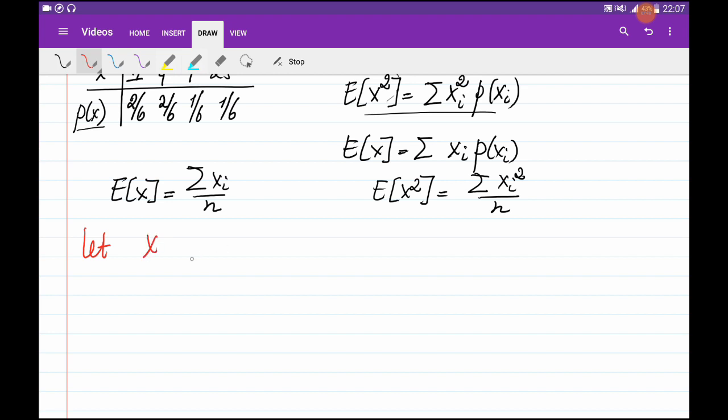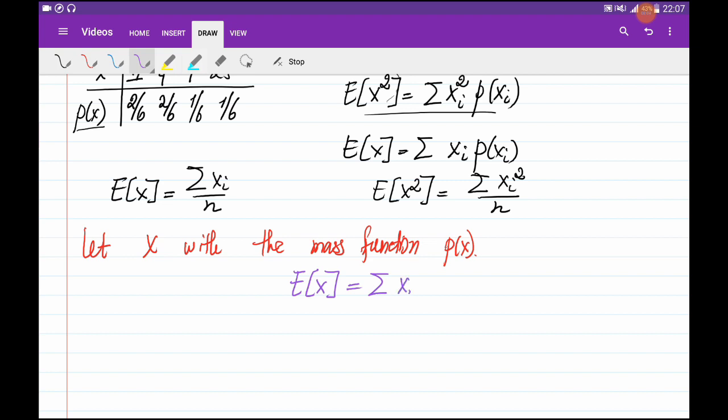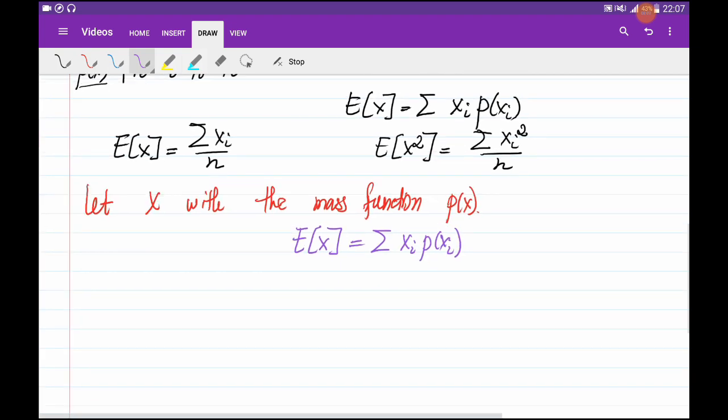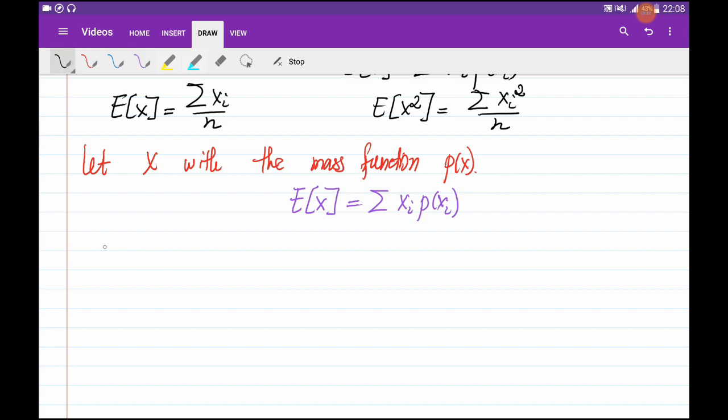We know the random variable with the probability mass function p of x. So what I would like to know is, what is the expectation? The expectation of x is the summation of xi multiplied by p of xi. And I would like to know what is the expectation of the function g of x, which is ax plus b, where a and b are constants.